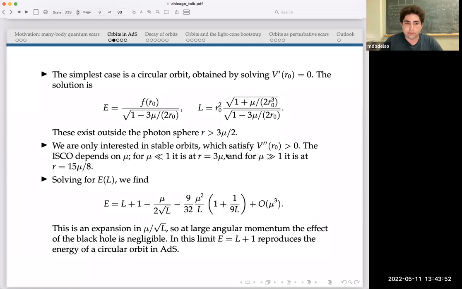So now we have an innermost stable circular orbit, and this is going to depend on the mass of the black hole. For small black holes, it's at r equals 3 mu, which is a familiar equation. And for large black holes, it's at r equals 15 mu over 8. So we can solve these equations for E as a function of L, and we find this formula. Note that this is an expansion in mu over square root of L. What that means is that at large angular momentum, we don't see the black hole anymore. In this limit, the energy is just equal to L plus 1, and that's the energy of a circular orbit in AdS. So in other words, the small mu expansion, or the large L expansion, is equivalent to expanding around pure AdS.